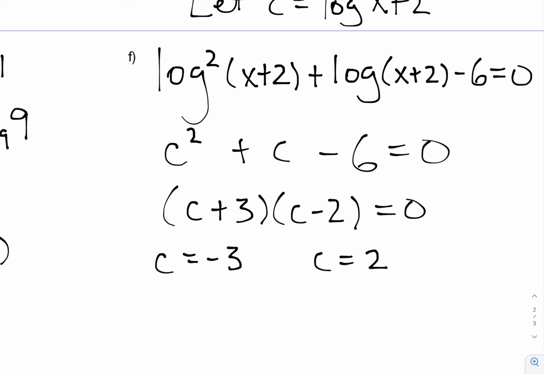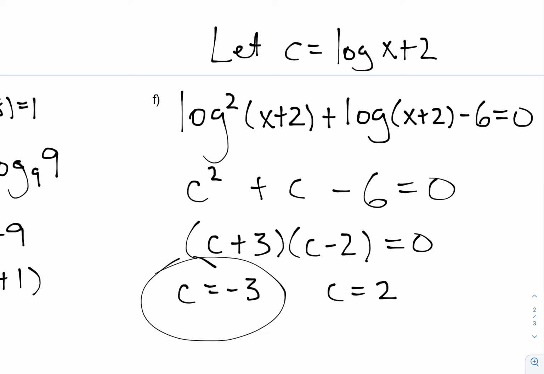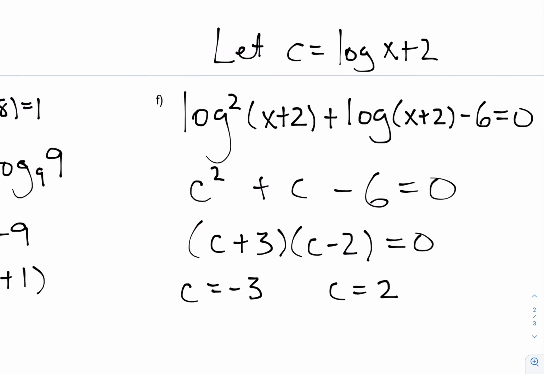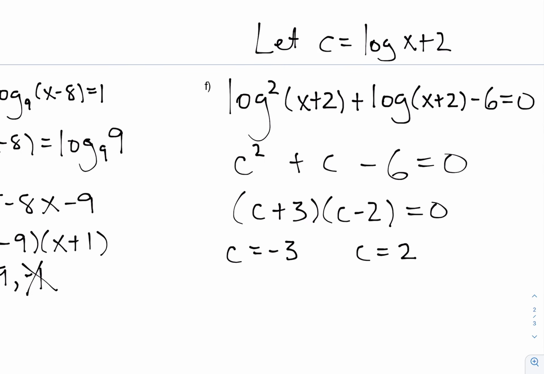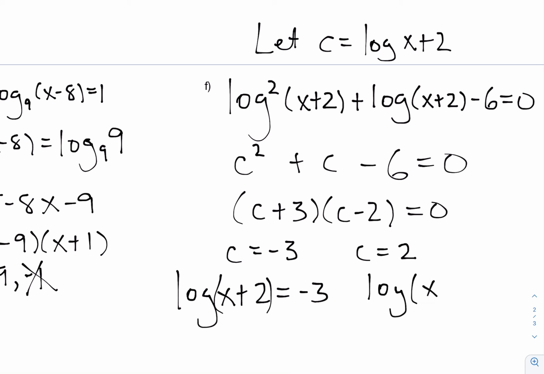And remember, whenever we do these substitutions, C doesn't mean anything. If you do this on a test, your teacher's going to say, great, you're kind of partway there, but C doesn't have any meaning to me. I don't even know what that is, other than you declaring it up here. So once we solve for C, we have to substitute the log back in. So the log of x plus 2 equals negative 3. C doesn't really mean anything, so we have to say that this log equals negative 3. Same idea over here: the log of x plus 2 equals positive 2.